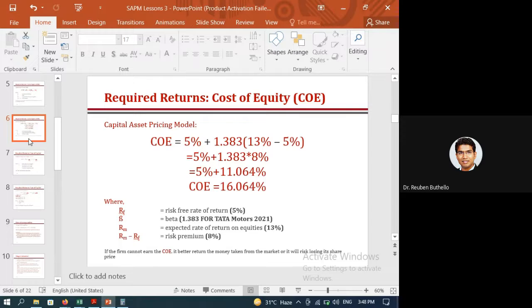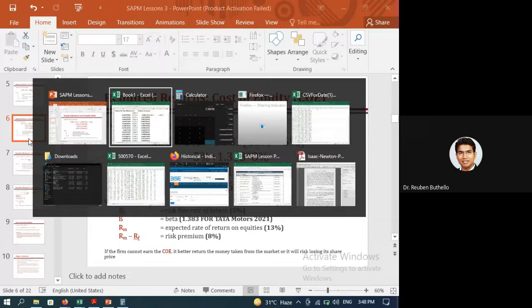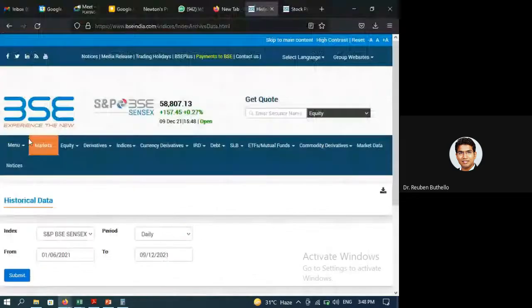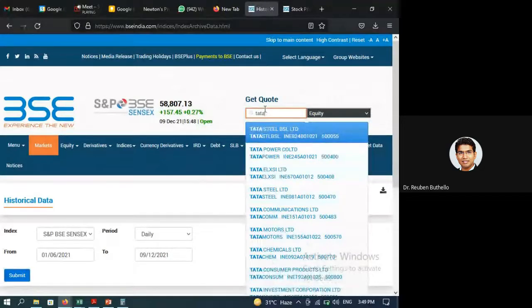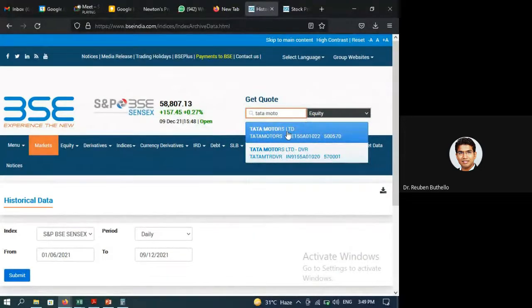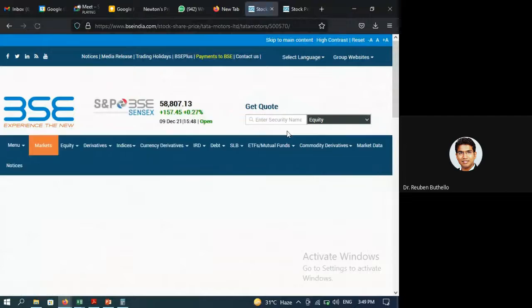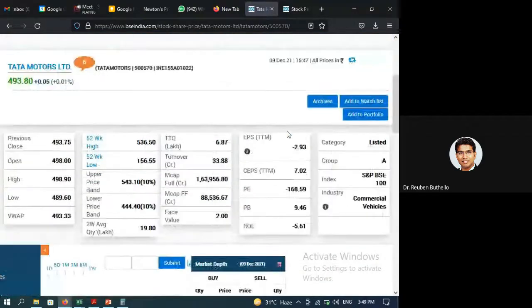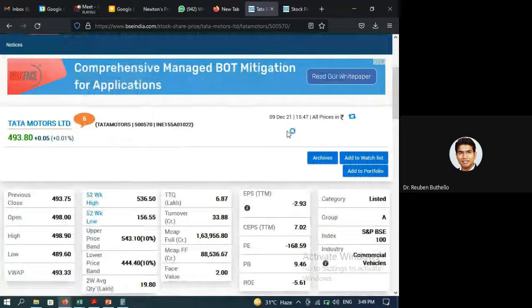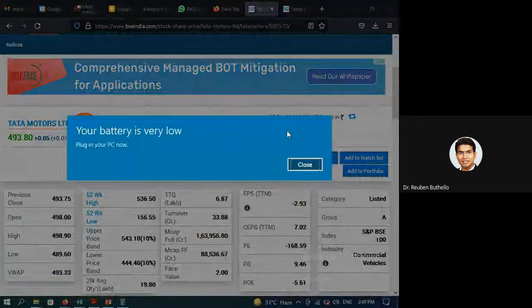If at all, let us go and check Tata Motors share price. Get quote, Tata Motors. Okay, Tata Motors is quoting at 493 today. So what it means is the share price of Tata Motors.